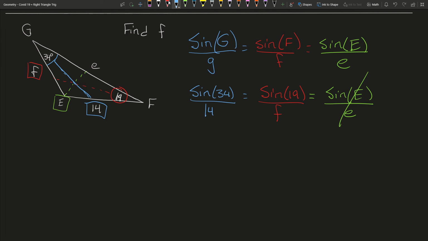Okay, so then we have something we can solve for. We have sine of 34 over 14 is equal to sine of 19 over f. And again, you can cross multiply here. When you do that, you get f times sine of 34 is equal to 14 sine of 19.